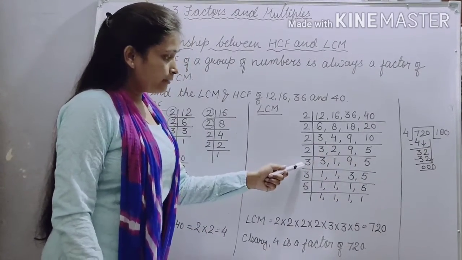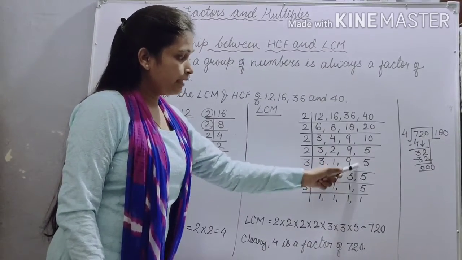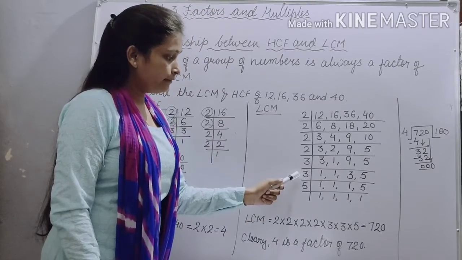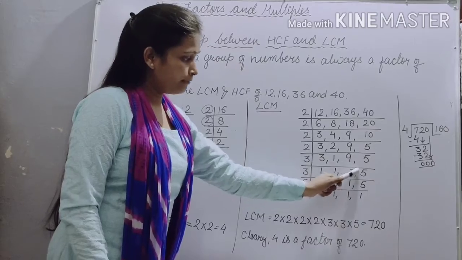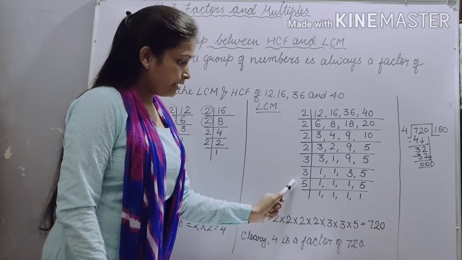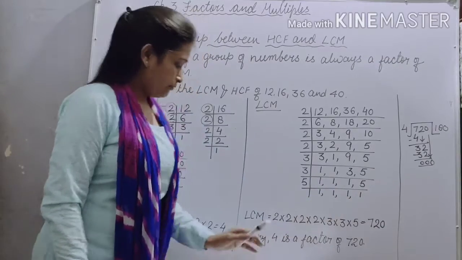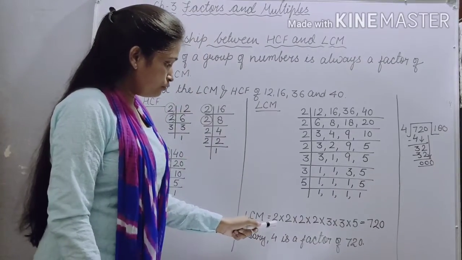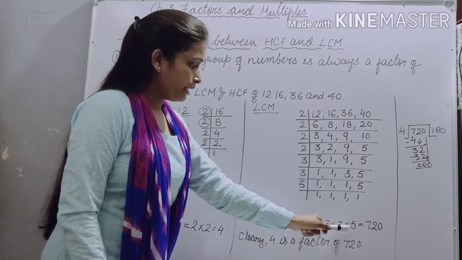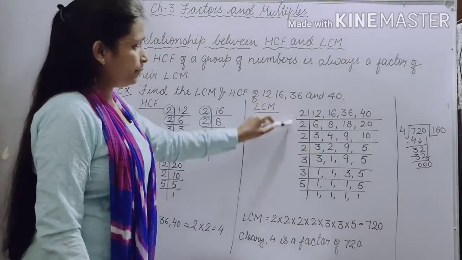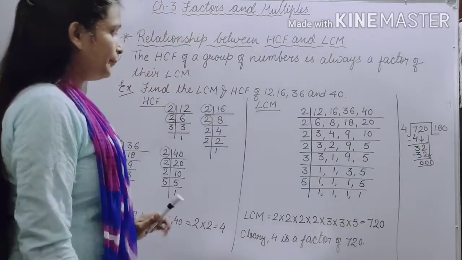Now take 3 here, 3 1s are 3, 1 as it is, 3 3s are 9 and 5 as it is. Again take 3, 1 as it is, 1 as it is, 3 1s are 3 and 5 as it is. Now take 5, 1 as it is, 1 as it is, 1 as it is and 5 1s are 5. So your LCM is equals to 2 multiply 2 multiply 2 multiply 2 multiply 3 multiply 3 and multiply 5. Means multiplication of these numbers which is equals to 720.